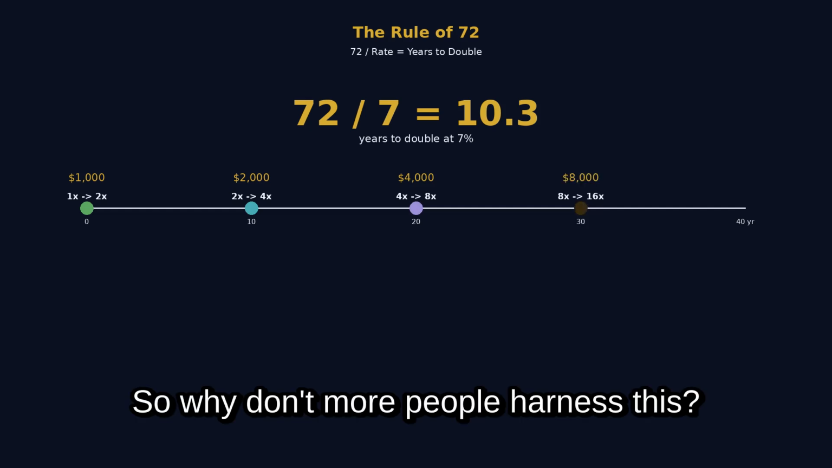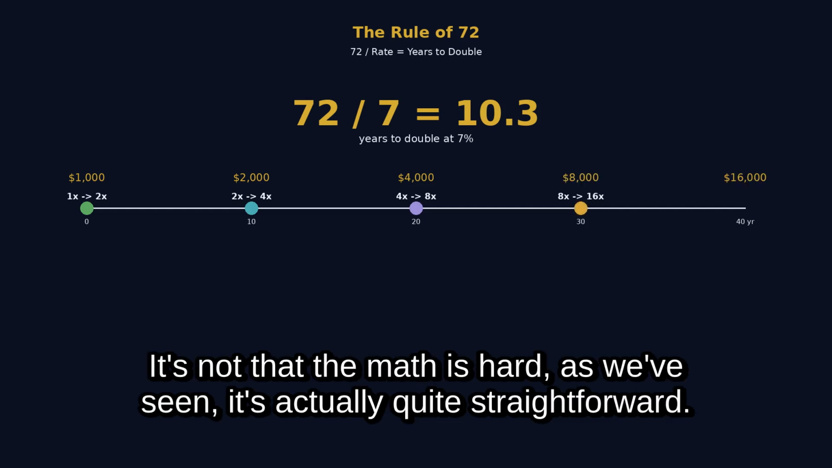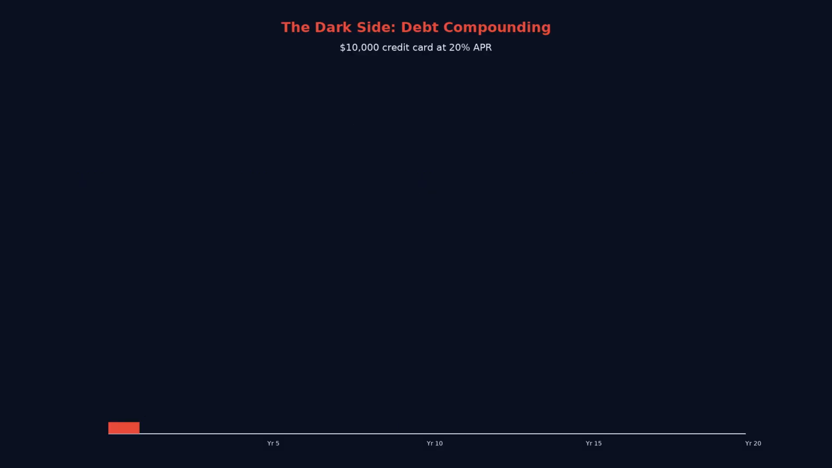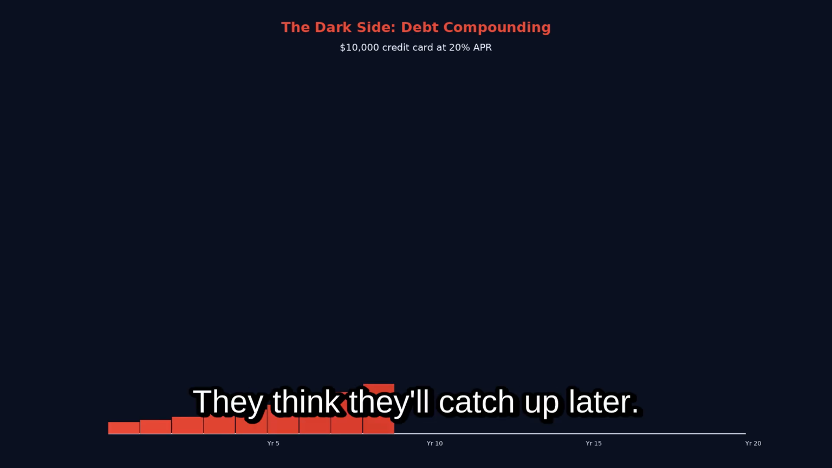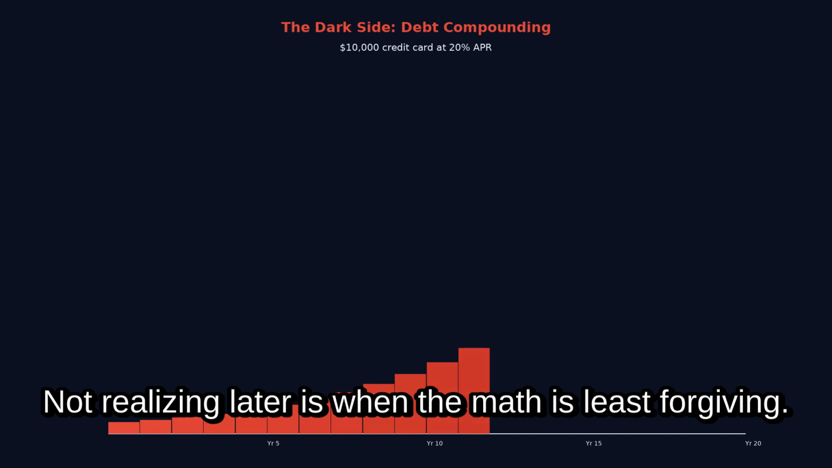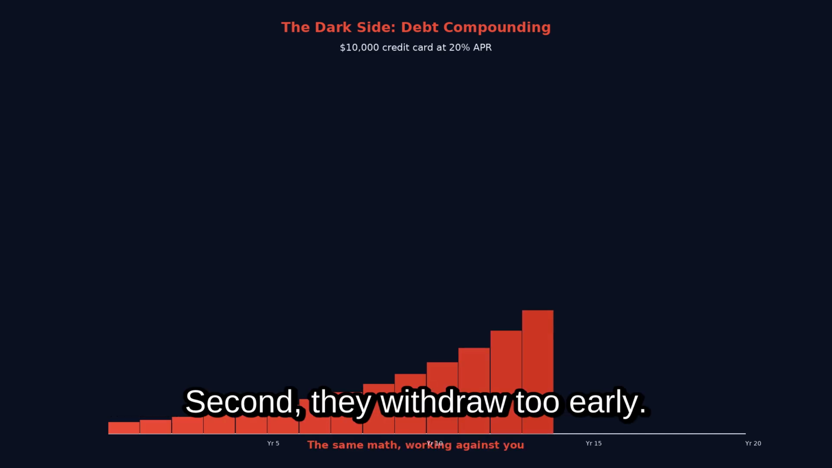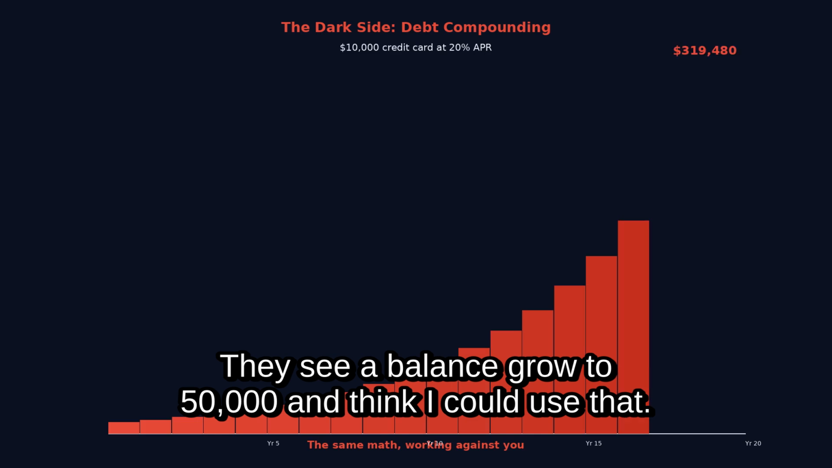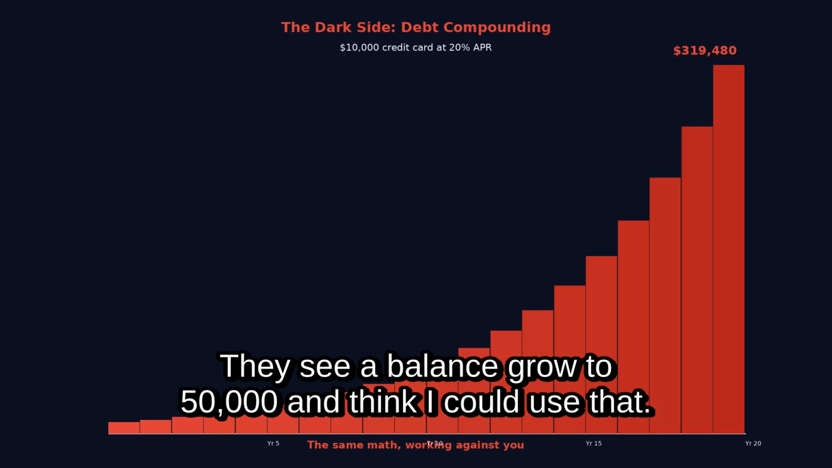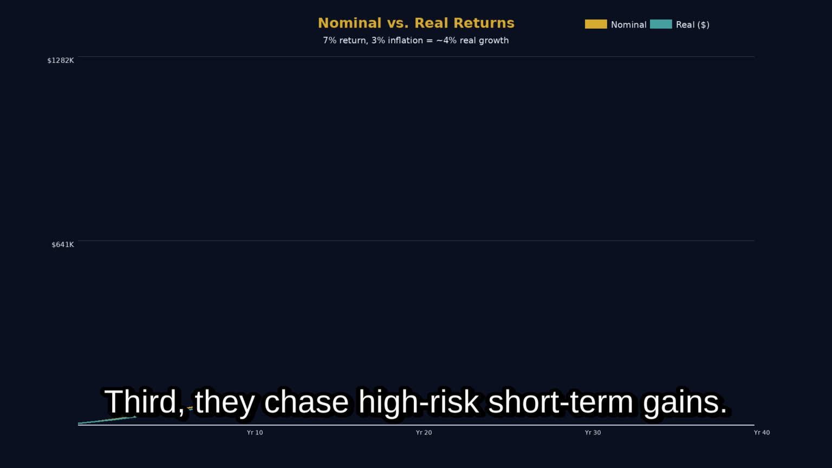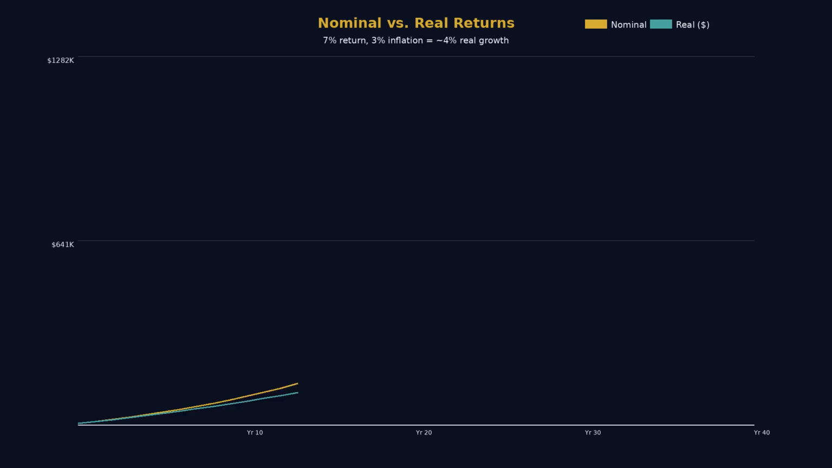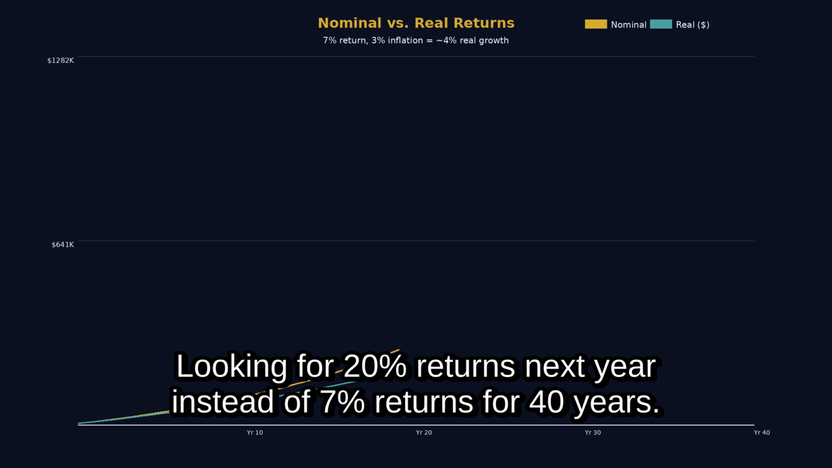So why don't more people harness this? It's not that the math is hard. As we've seen, it's actually quite straightforward. The challenge is behavioral. 3 things tend to trip people up. First, they start too late. They think they'll catch up later, not realizing later is when the math is least forgiving. Second, they withdraw too early. They see a balance grow to 50,000 and think, I could use that, not realizing that 50,000 is the seed for the next doubling. Third, they chase high-risk short-term gains, looking for 20% returns next year instead of 7% returns for 40 years.